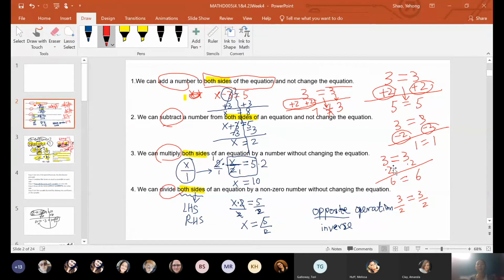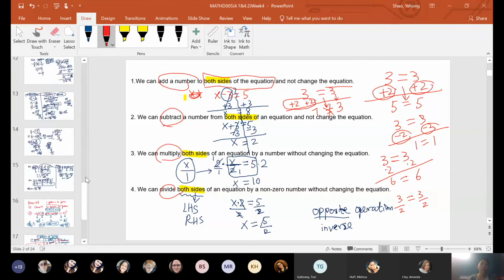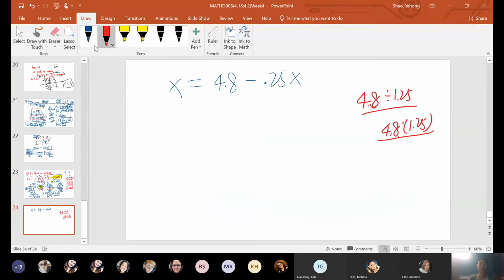For example, you have 3 and 3, you can multiply both sides by 2 to change 3 to 6. The numbers are changed. See, originally we have 3, 3, but now we have 6, 6. So the relation doesn't change. They're still equal to each other. So we can do the same thing. We can multiply both sides by 100.